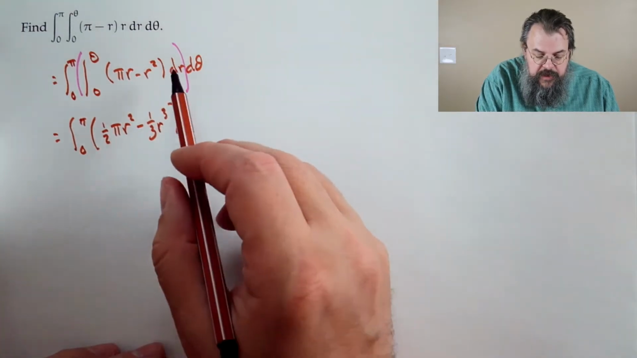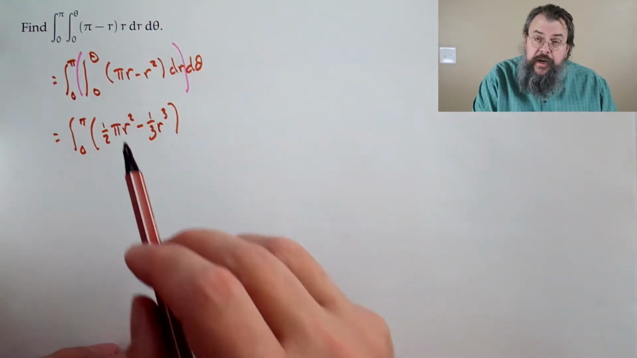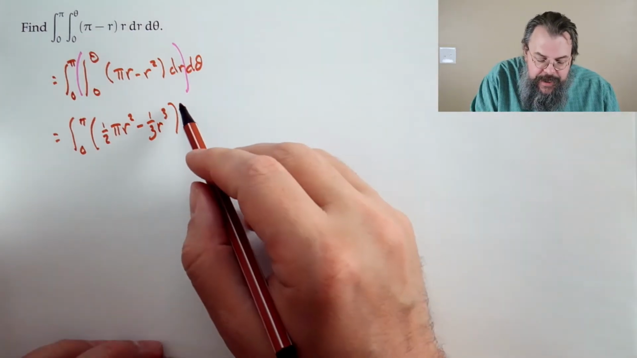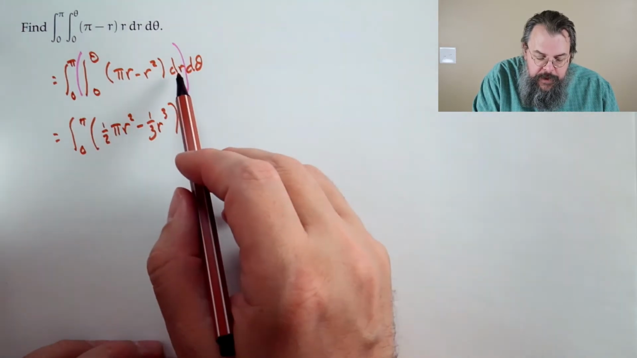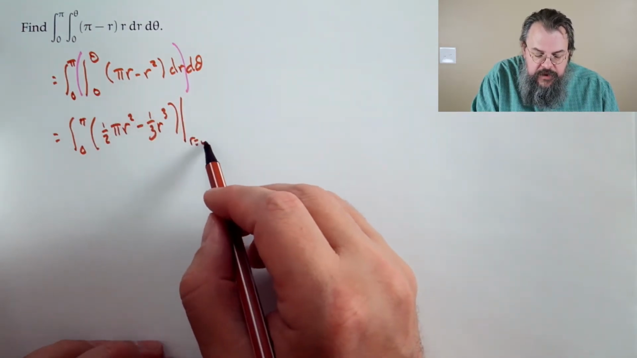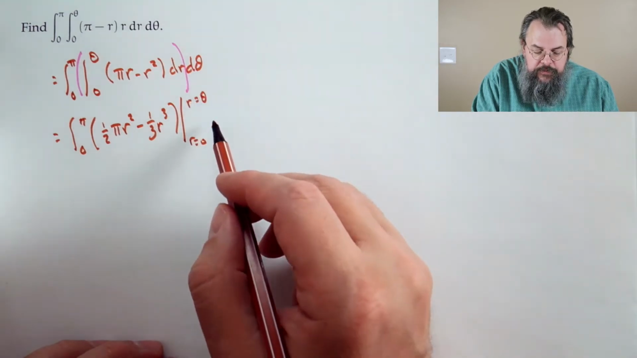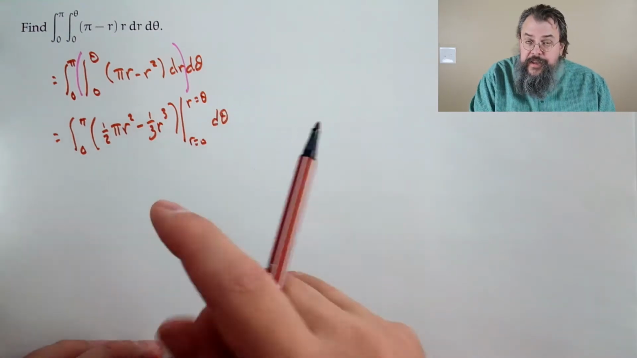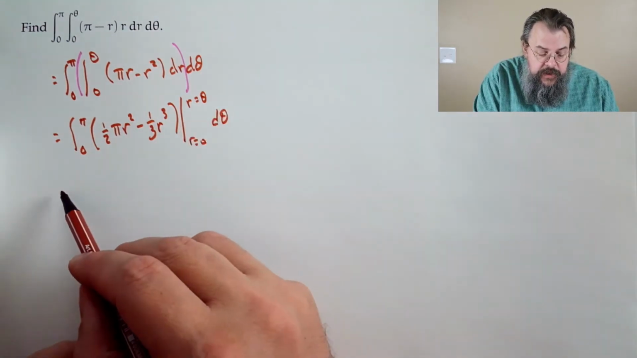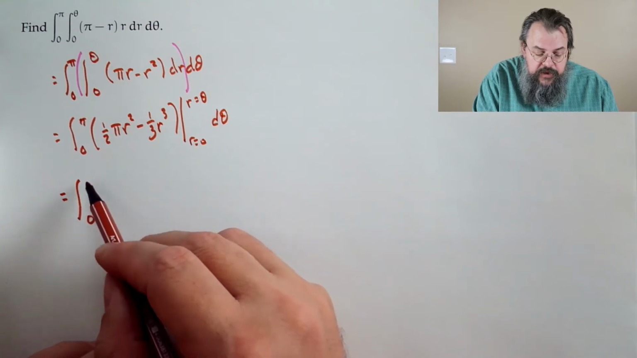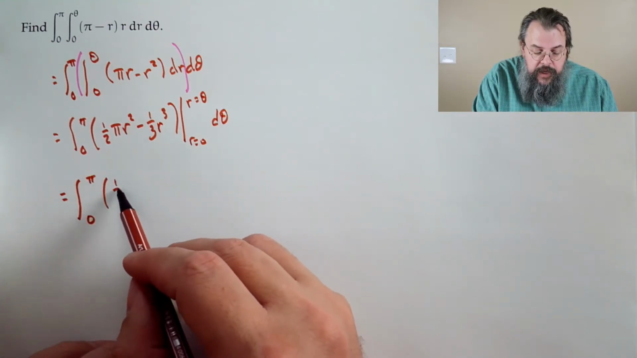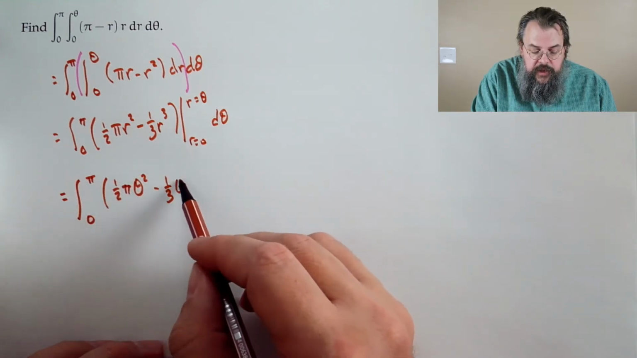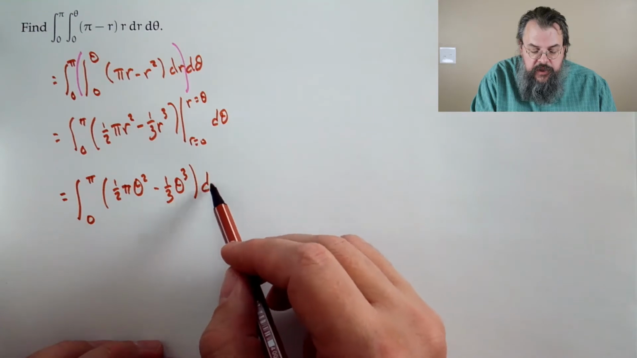So I'm integrating with respect to r. R is my variable. And I treat pi like a constant, 3.14159. Evaluate, and we integrate with respect to r. So r equals 0 to r equals theta, d theta. Great. R equals 0. Perfect. You get 0. Plug in theta. This becomes integral 0 to pi of 1/2 pi theta squared minus 1/3 theta cubed, d theta.